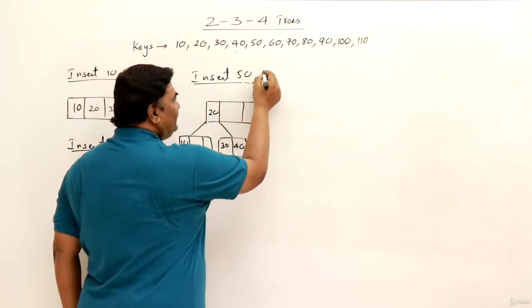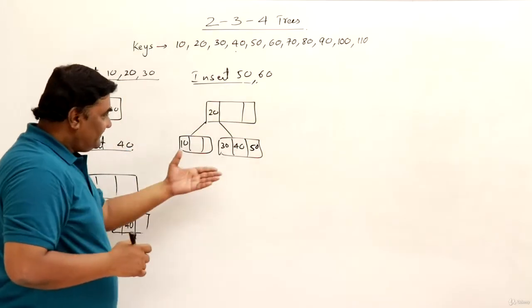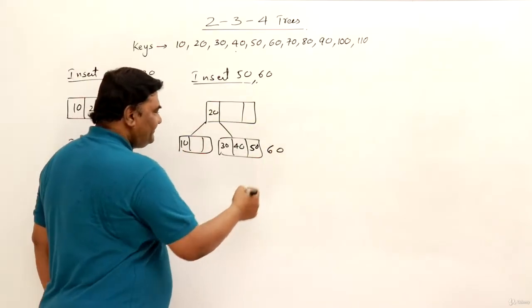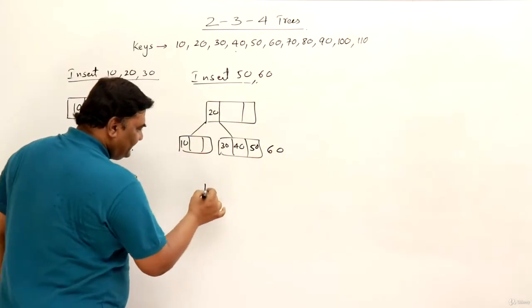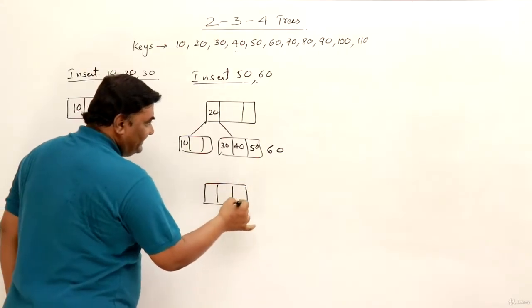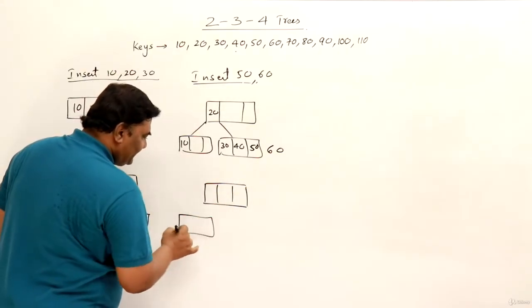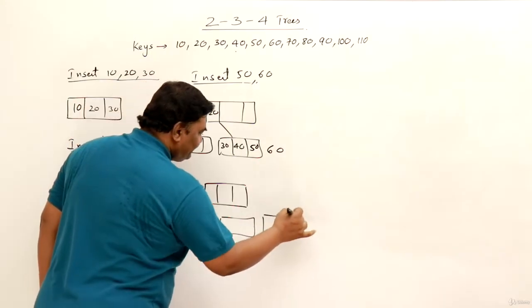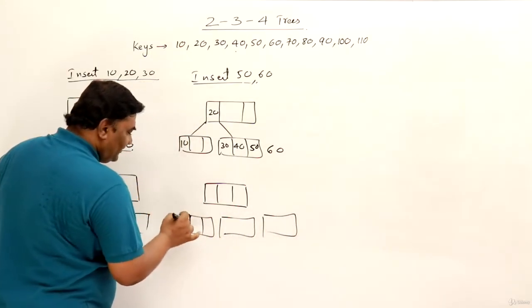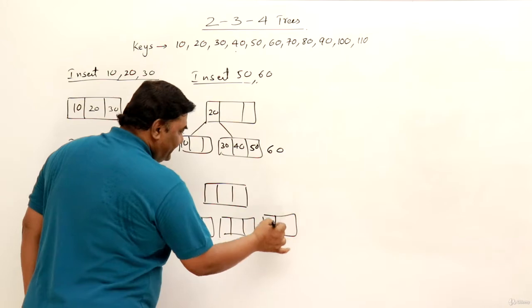Then I will continue inserting 60 also here. There is no place for 60, so we split. I will take smaller pictures now because I need more space. So split this one once again. Now here we already had 10. Now this is being split.